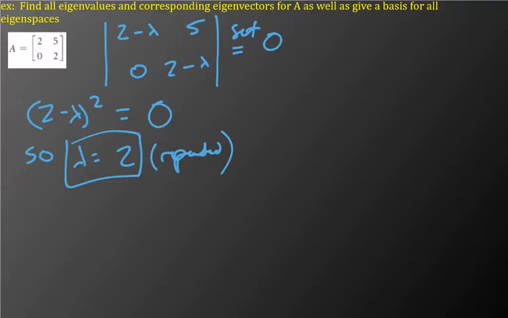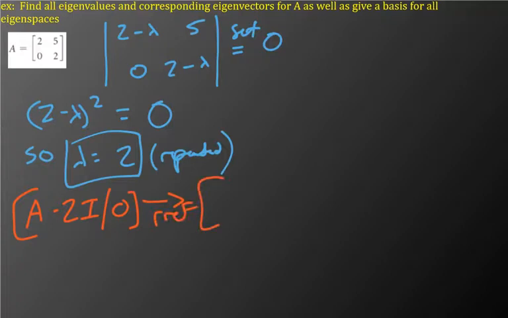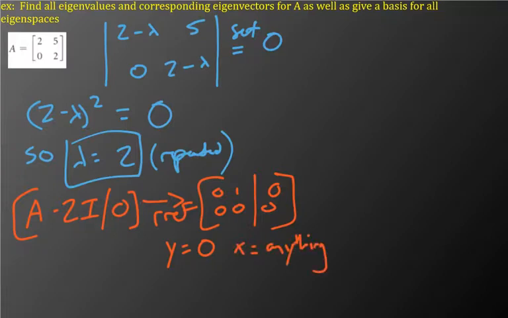All right, so now I'm going to do my eigenvector stuff. So A minus 2I augmented with 0, and then I RREF this thing, and I get 0, 1, 0, 0, 0, 0. This is saying y equals 0, but it's saying nothing about x. X can be anything. There are no conditions. So this is the one that we can parameterize to be a t, and then y just needs to be 0.